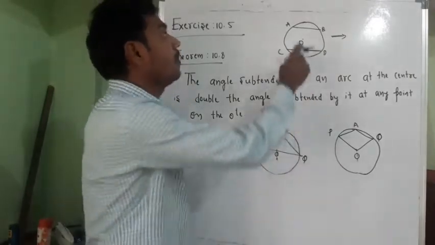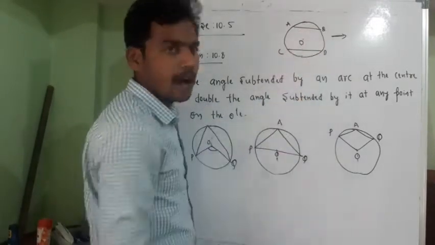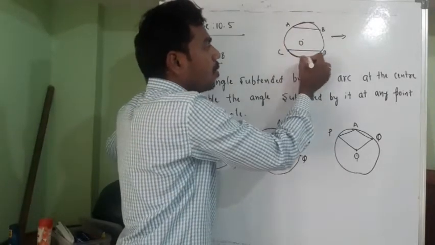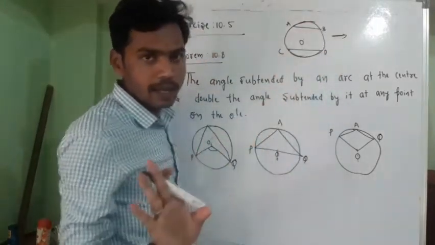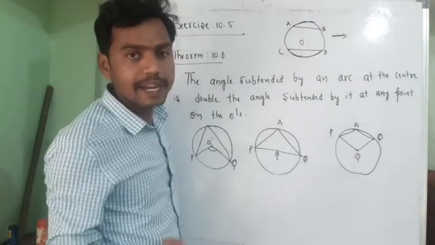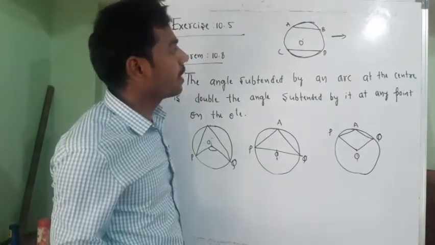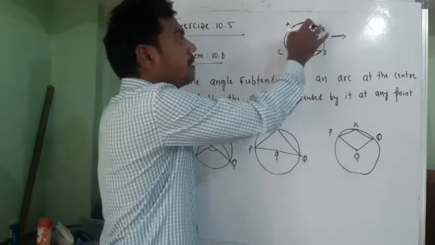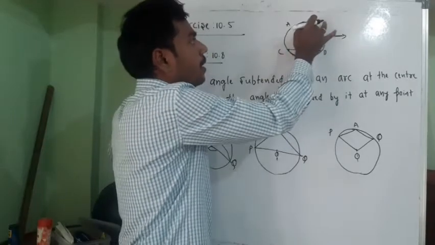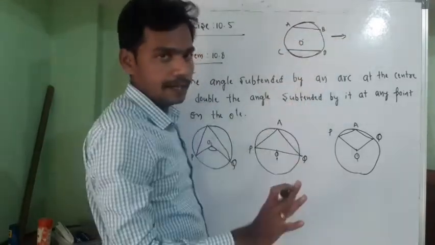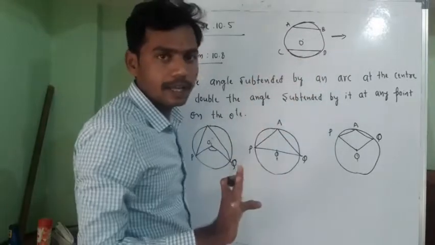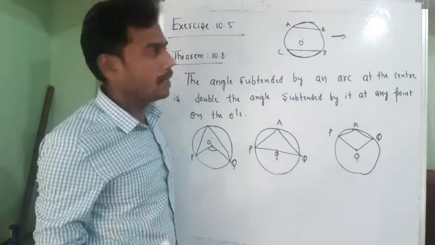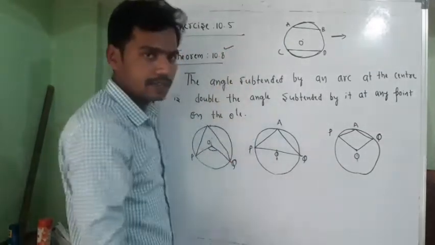Or else, if chords AB and CD are equal, then this arc and this arc will be congruent, meaning exactly identical. In converse, if arc AB is congruent to arc CD, then those two chords will be equal. Then we'll go to theorem number 10.8, which is very important.